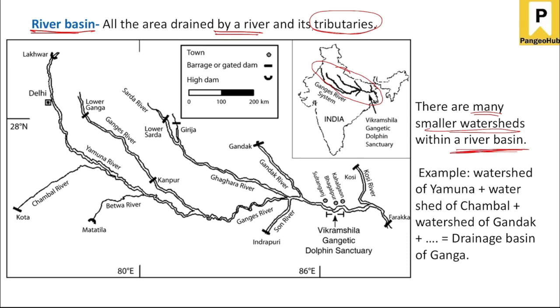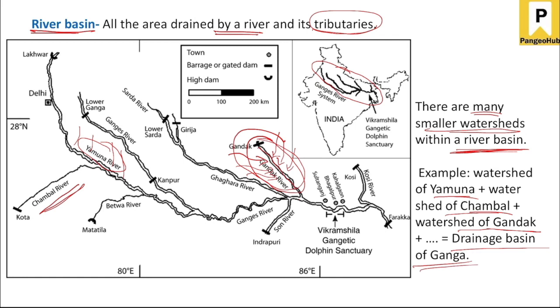Here the Gangetic river system is fed by several small watersheds like Yamuna. This is the Yamuna river, and it is fed by several tributaries. Similarly, Chambal, here the Chambal river. Watershed of Gandak, here it is the Gandak river. It shows only one river, but it is fed by several tributaries. The Gandak river forms a small watershed. That watershed joins other watersheds and forms this large drainage basin of Ganga.